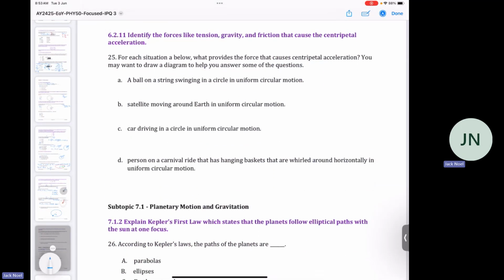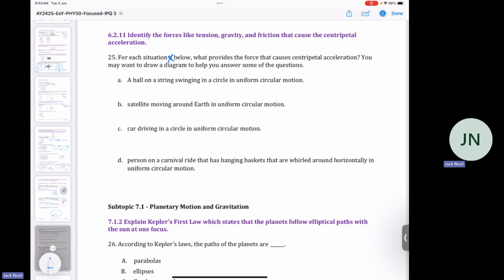Now, another question. They said for each situation below, what provides the force that causes centripetal acceleration? You may want to draw a diagram. So they want us to tell them in each case which force is causing the centripetal acceleration. A ball on a string swinging in a circle in uniform circular motion.